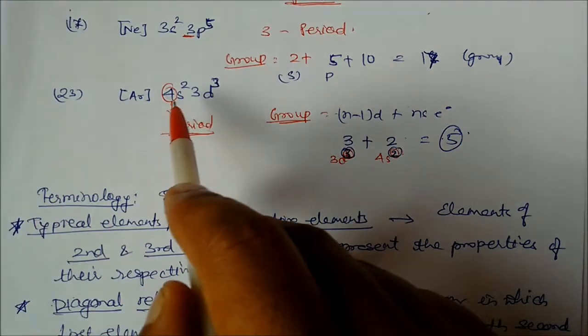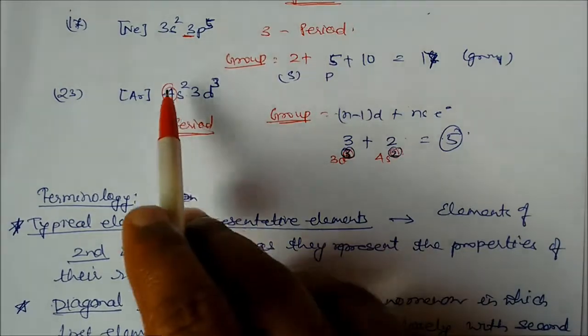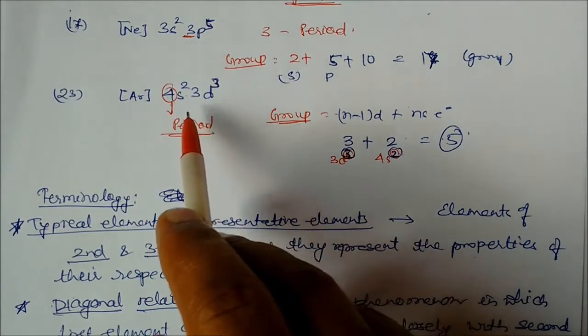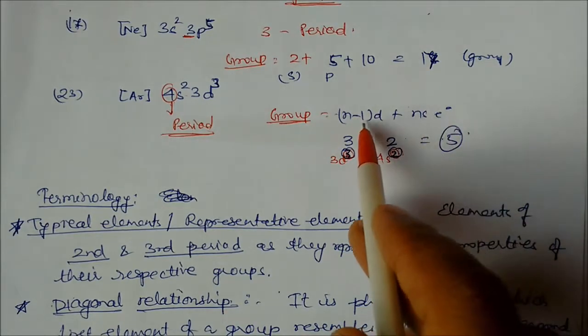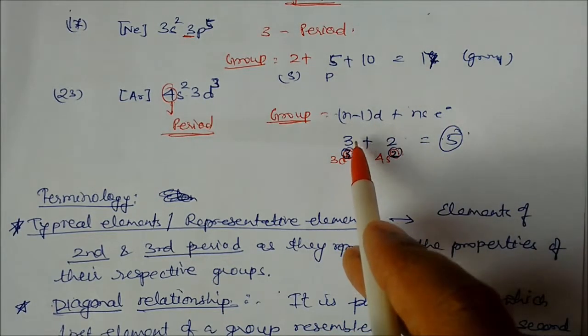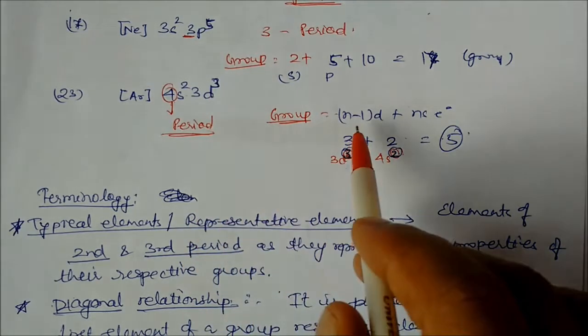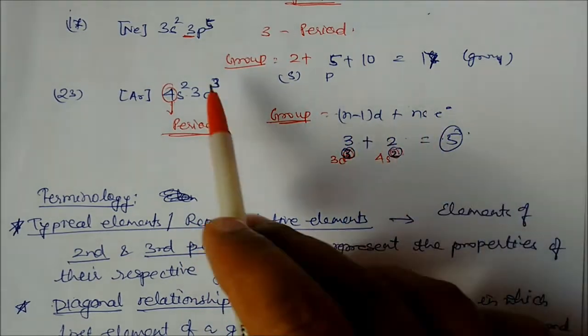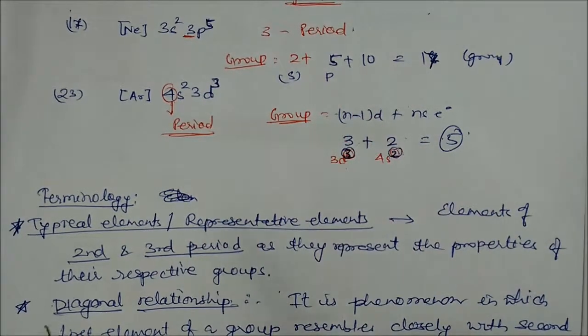But this will not give you the group. The group will give you a lesser number than this, because they have a d subshell also. So the formula for d block is (n-1)d plus ns electrons. So (n-1)d means 3. Here you write 3 electrons. We have to take the electrons for the group. Now we add 2 here. So 3 plus 2 is 5. So this belongs to group 5.